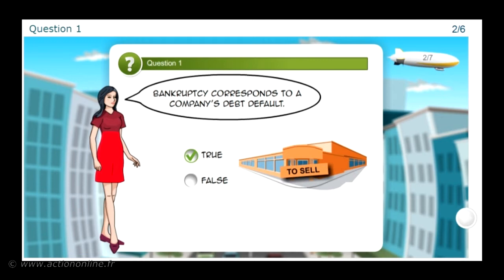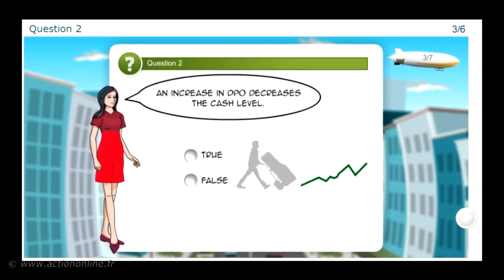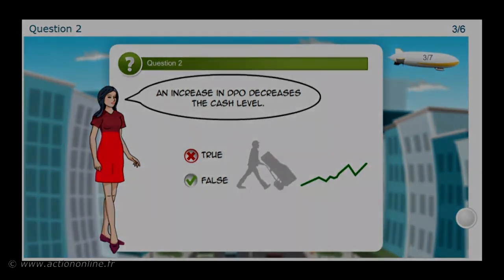Debt default occurs when the cash and cash equivalents of the company and current assets are not sufficient to pay for the current liabilities. You have to say if the following statement is right or wrong. An increase in DPO decreases the cash level. An extension of suppliers' terms of payment decreases the WCR and has punctually a positive impact on the cash position.